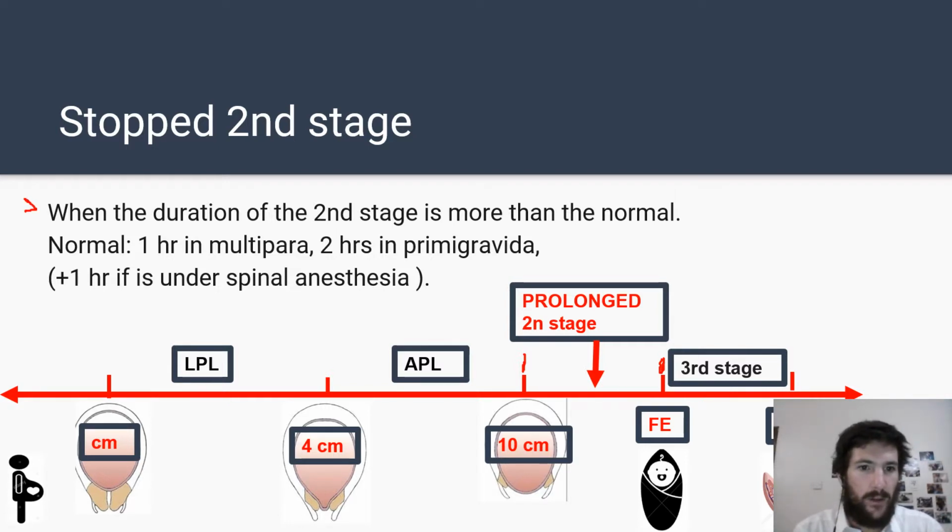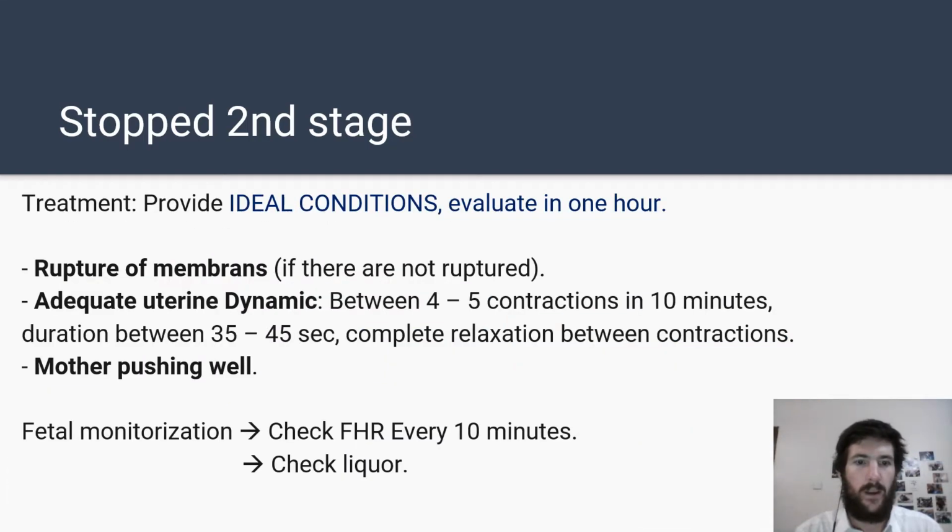So how do we diagnose this? When the duration of the second stage is longer than normal. We know that the normal is 1 hour for a multipara, 2 hours for a primigravida, and we also add 1 more hour if you are under anesthesia. So what is the treatment for this emergency? The treatment is to provide the ideal conditions for the baby to be born and evaluate after 1 hour. So which are the ideal conditions?